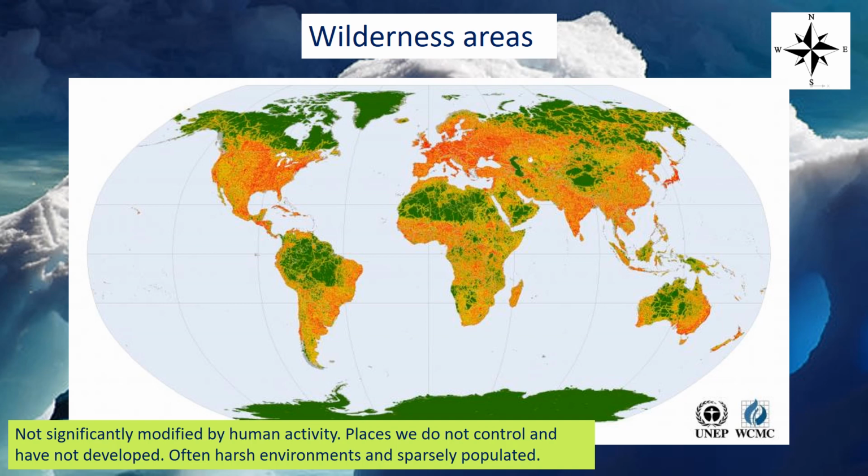So wilderness areas are places that haven't been significantly changed or modified by human activity. And they're places that we do not control or haven't developed significantly. So as you can imagine, the polar areas are quite harsh environments for humans to live in. So not many people live there, which is why they're still classed as wilderness areas.